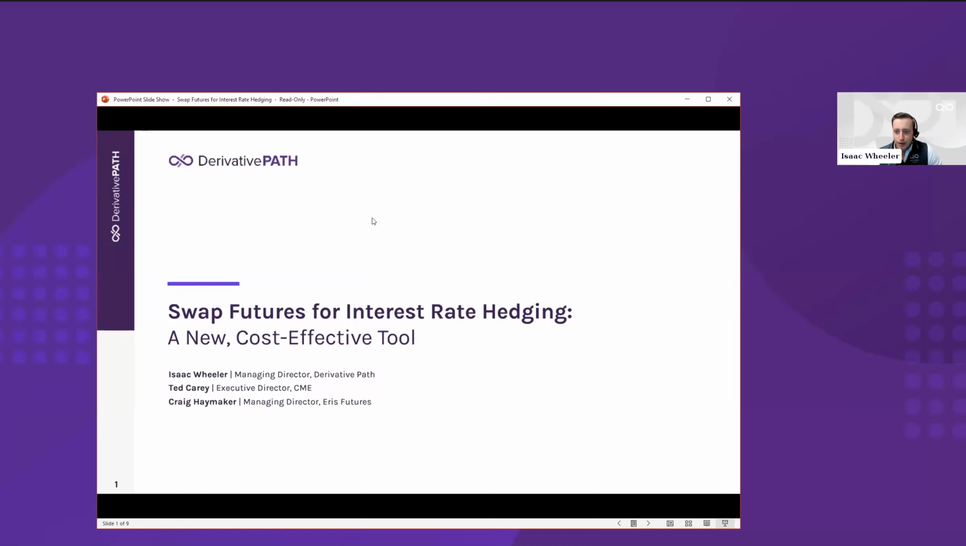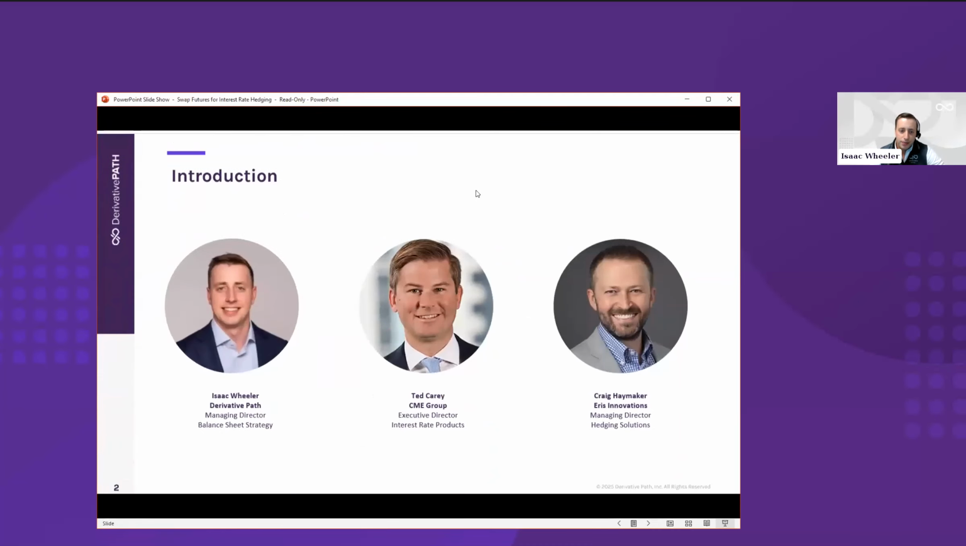This is an exciting topic to talk about today. I think a lot of the innovation over the last few decades in interest rate derivatives markets specifically has happened in the world of how we book trades and how we manage trades, but there hasn't been a lot of innovation in the product itself. And so we're excited to get into swap futures specifically today for that reason.